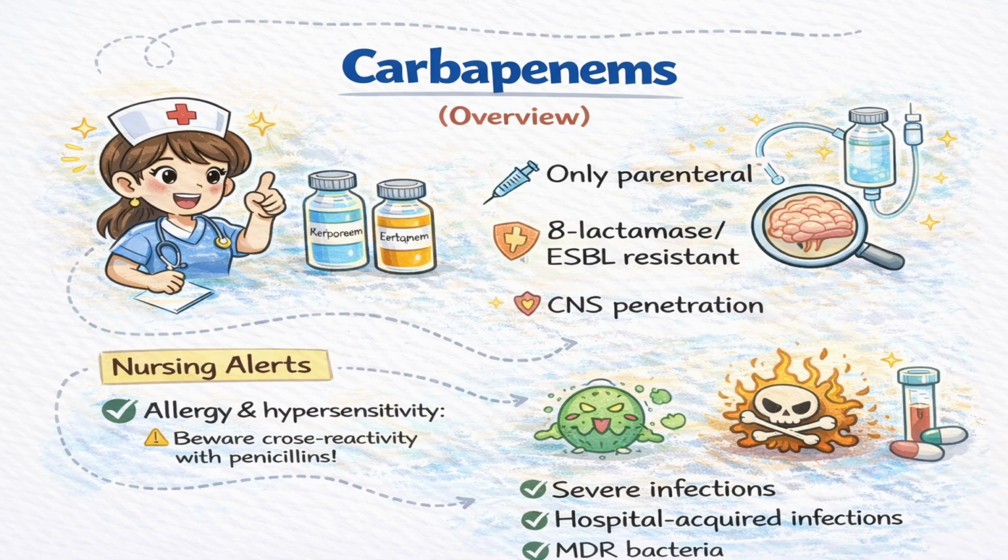Carbapenems are the most powerful beta-lactam antibiotics. They are given IV only, highly resistant to beta-lactamases, and reserved for severe or resistant infections. The examples are imipenem, meropenem, doripenem, and ertapenem.